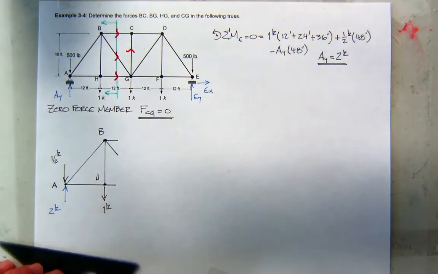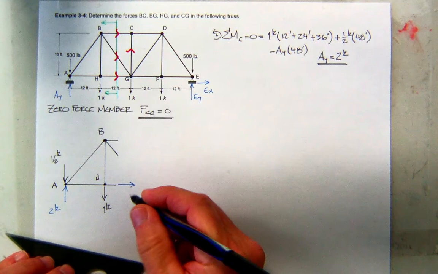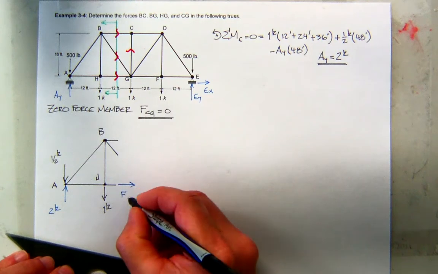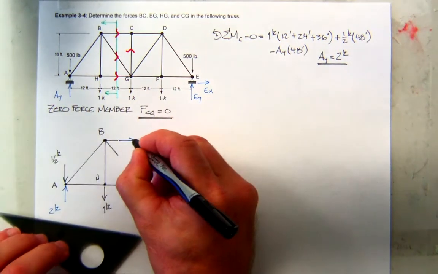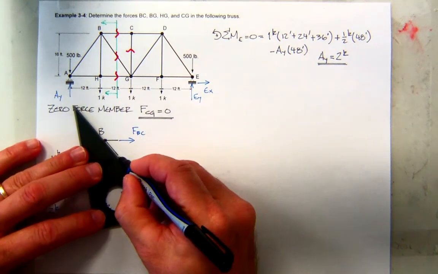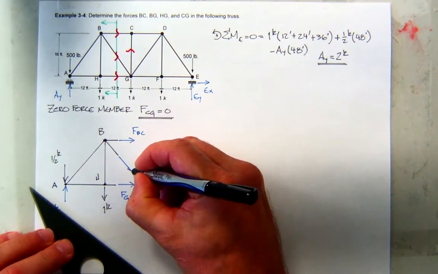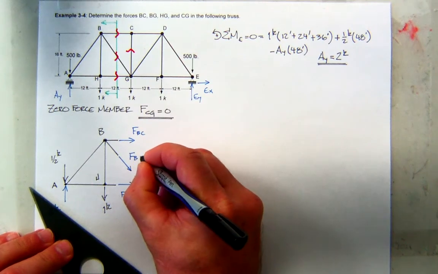And then I'm going to have my forces, so I'll go ahead and assume those to be in tension. So there's GH, there's BC, and there's the force in BG.